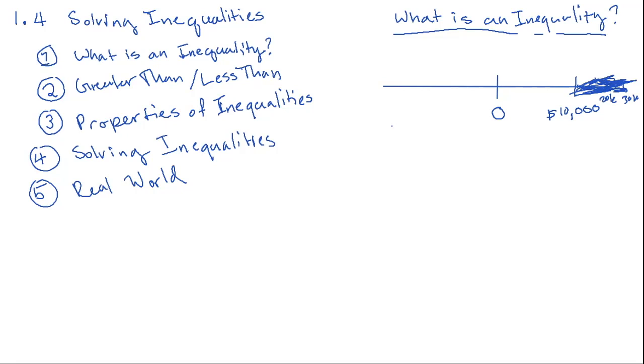In other words, we're not saying this specific value. Rather, we're saying there's a range of values that could be my answer. So in this case, I have x, which is how much I make per year, is greater than 10,000 per year. In other words, my salary per year is bigger than 10,000 per year. Now, this symbol right here is the greater than symbol.